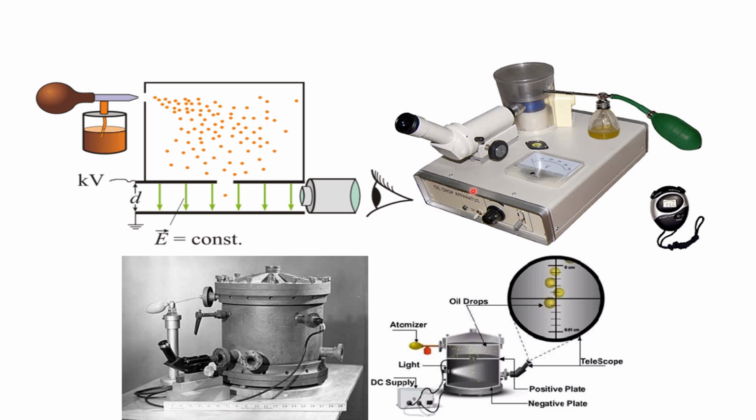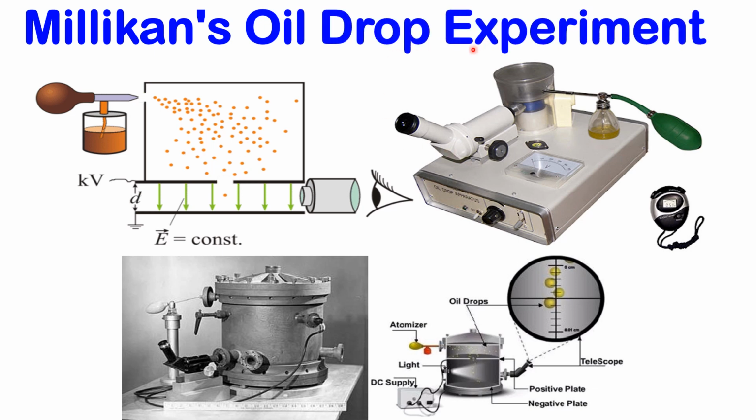In this lecture, we are going to discuss the Millikan Oil Drop Experiment. In 1897, it was J.J. Thomson who discovered the negatively charged particle, the electron, by using the cathode ray tube experiment. However, it was not known till then what the exact amount of negative charge on an electron is.